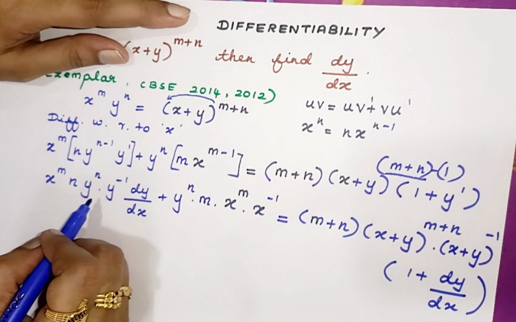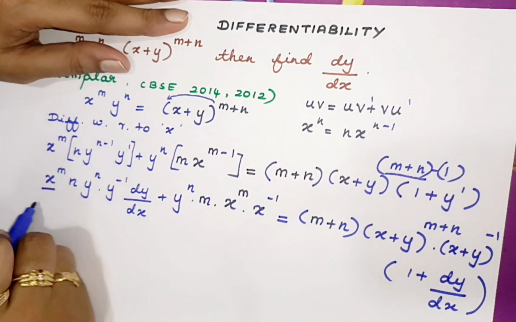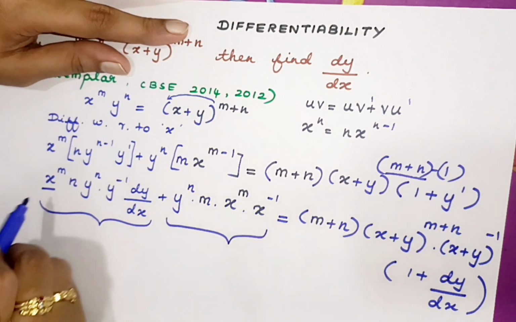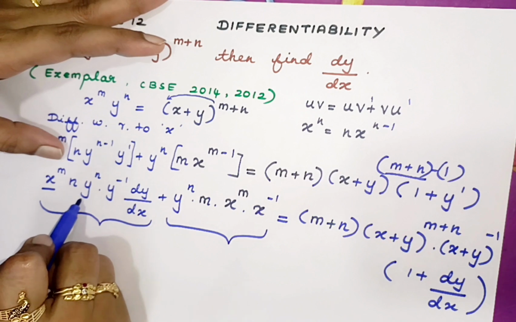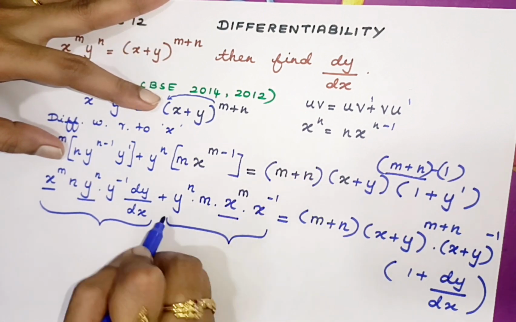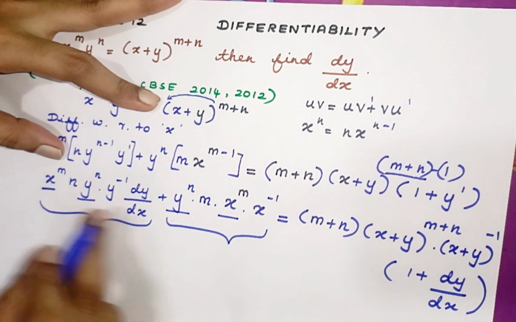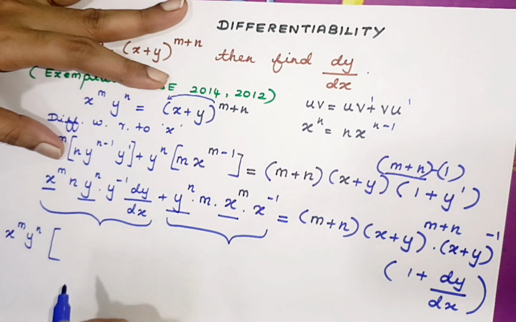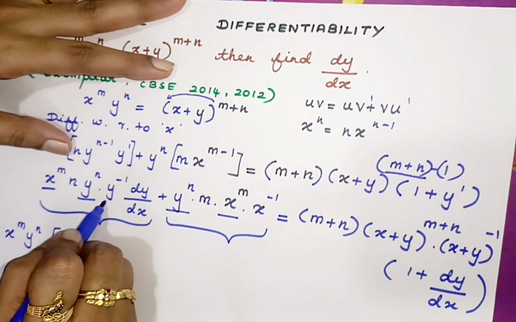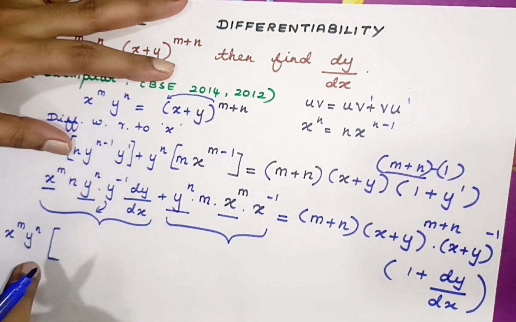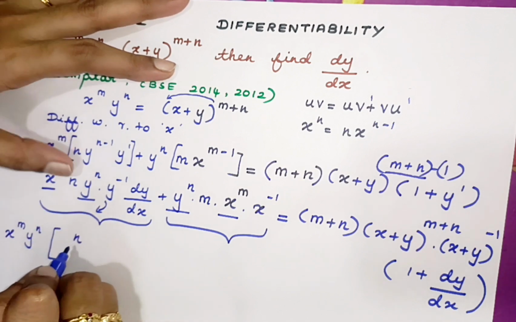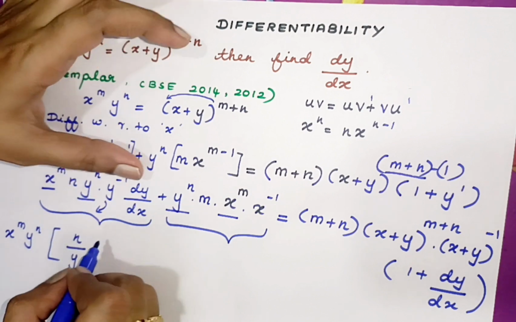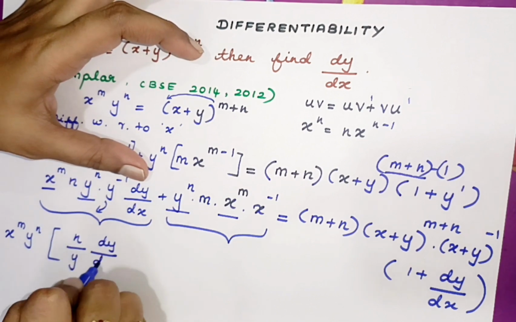So now I am going to take here in this term, this is one term, this is another term. In this term x power m and y power n is there, x power m y power n is also there. So I am taking this x power m and y power n from both of the terms. Now, when I am inverting this y inverse, I am taking this to the denominator, I will get n by y because y I have taken to the denominator. Adjacent we are having dy by dx.